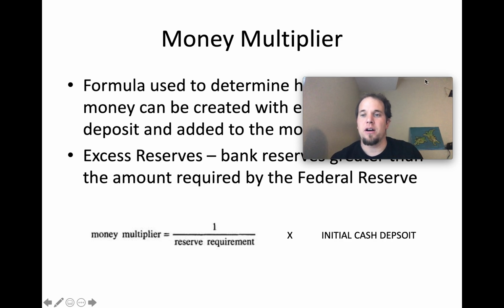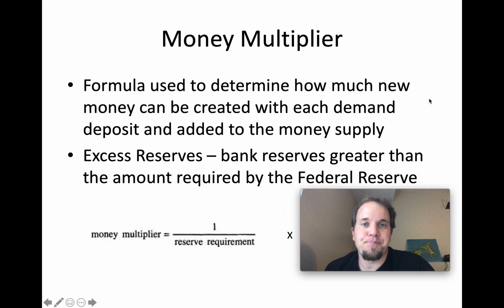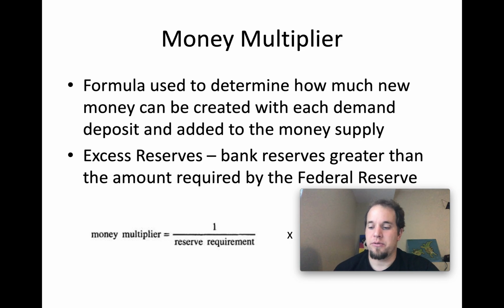And then we have something called an excess reserve. An excess reserve is where the bank is holding on to more than what is required. So let's say that the requirement was 5% and the bank has 7%. This is known as excess reserves.